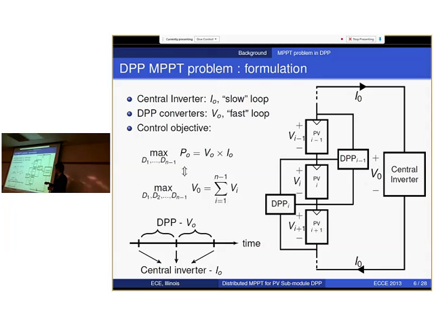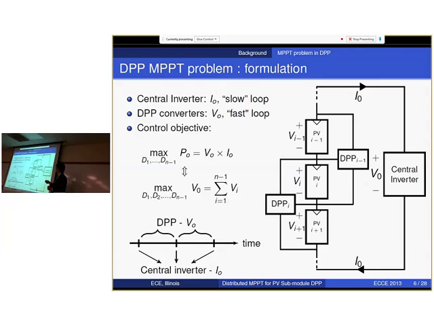Here is the DPP system, and the control goal of maximum power point tracking is to maximize the power out of this PV string, which is the product of string voltage and string current. To do that, what we propose is to separate the control of string current and string voltage into two different control loops. In the slow control loop, we program the central inverter to act like a controllable current sink, and it will perform the traditional perturb and observe method with string current as a reference, and try to seek the optimal string current.